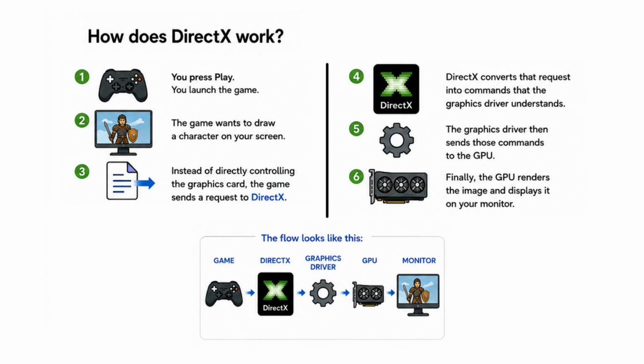How does DirectX work? Let's see what happens when you launch a game. You press play. The game wants to draw a character on your screen. Instead of directly controlling the graphics card, the game sends a request to DirectX. DirectX converts that request into commands that the graphics driver understands. The graphics driver then sends those commands to the GPU. Finally, the GPU renders the image and displays it on your monitor. The flow looks like this: game to DirectX to graphics driver to GPU to monitor.